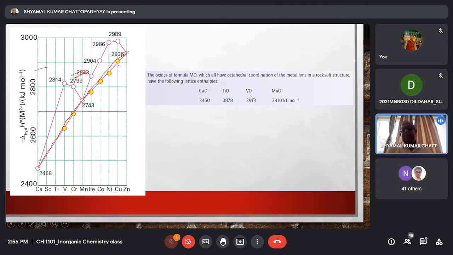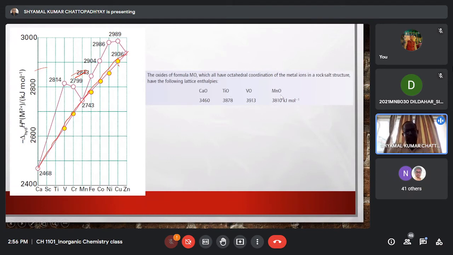Here the CFSE is maximum for d3. So you have the highest lattice energy here, right? And when you go to manganese d5, since the crystal field stabilization energy falls because it is d5, it has got zero CFSE. So you find that manganese oxide has much lower lattice energy than vanadium oxide, and it has lattice energy which is very much comparable to that of titanium oxide.